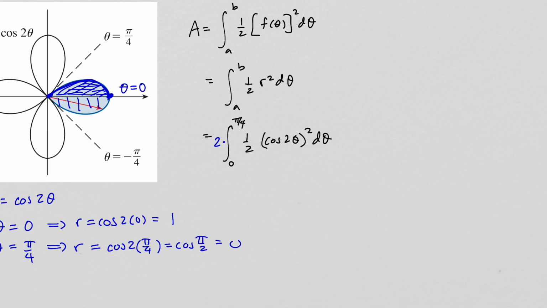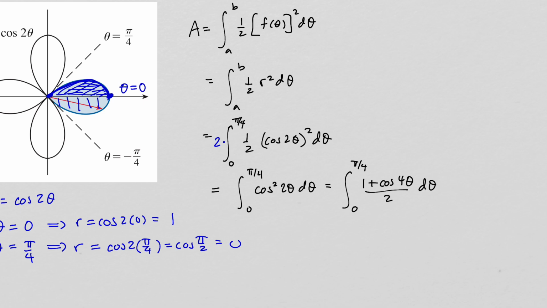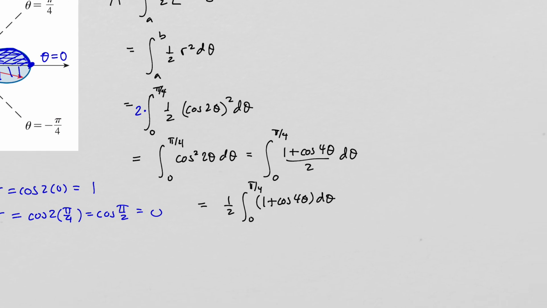So now let's go ahead and perform the integration. So we have 2 times 1/2, those are going to cancel out. So we just get the integral from 0 to pi over 4 of cosine squared of 2 theta, d theta. And now I'm just going to apply the trig identity. Cosine squared of 2 theta is 1 plus the cosine of 2 times 2 theta, which is 4 theta, divided by 2, d theta. Of course, we can pull out the 1/2, like so.